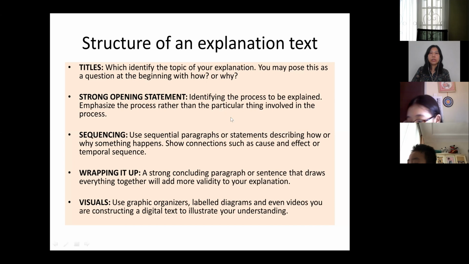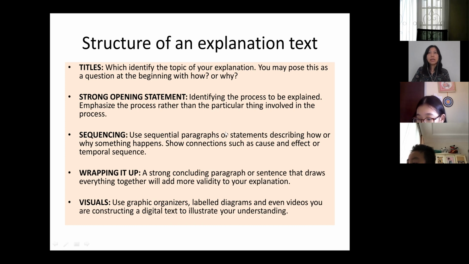Okay, I'm going to continue, all right? Remember that the structure of an explanation text consists of a title, a strong opening statement, and then we have sequencing, and then we have wrapping it up as the last paragraph or the closing paragraph. The last part we have is visual, either in the form of a graphic organizer, a diagram, or a picture.